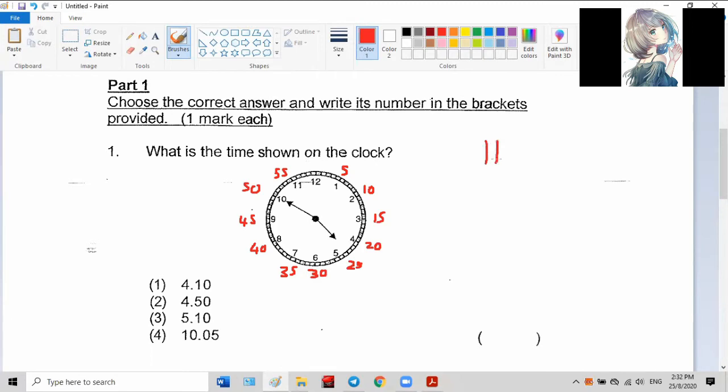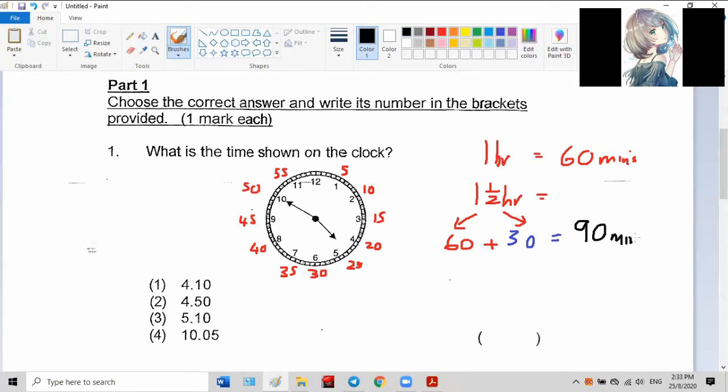Every 1 hour, you have 60 minutes. Do you know that? So if tuition is 1.5 hours, how many minutes is there? 30 minutes? No, because 1 hour is 60. Half an hour, I agree, is 30 minutes. But then you have to add them together, right? The total will be 60 plus 30, which is 90 minutes. Now you understand?